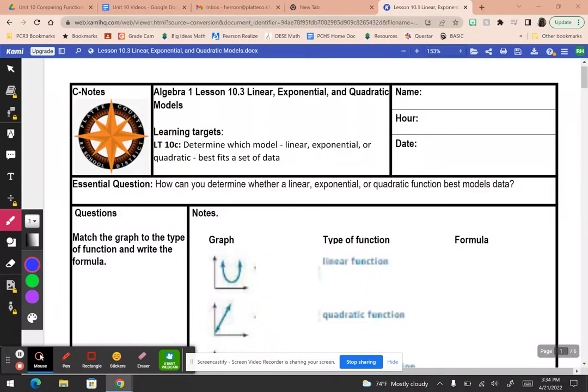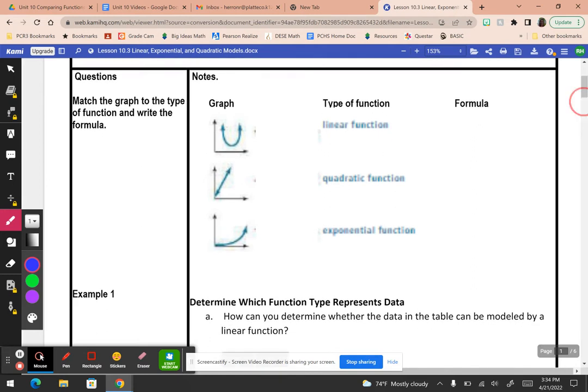All right, we're going to move on today to lesson 10.3, which is over linear, exponential, and quadratic models. Our learning target is to determine which model, linear, exponential, or quadratic, fits best in a set of data. So first thing you're going to look at here is just matching the graphs to what they look like. We've talked about this a lot over the past months, matching each one up and making sure we know which one is which.